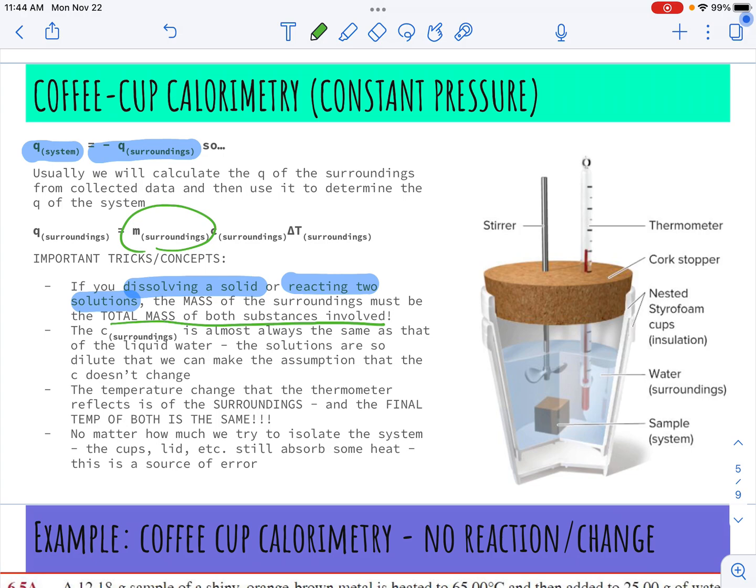And of course, if you're doing error analysis, no matter how much we try to isolate the system, the cups, the lid, and even the air around it will still absorb heat. If you're holding on to the cups, you're going to feel heat, or if it's going to feel cold, you're going to feel that. So we ignore that, but that is definitely a source in the lab of error. So think about that if you're being asked about error analysis with calorimetry.